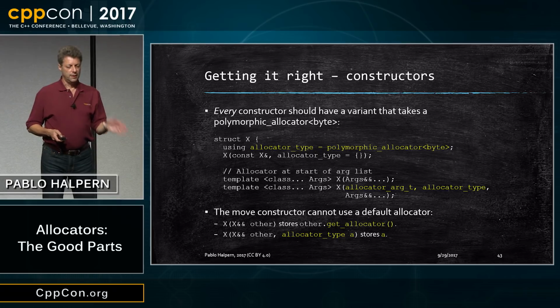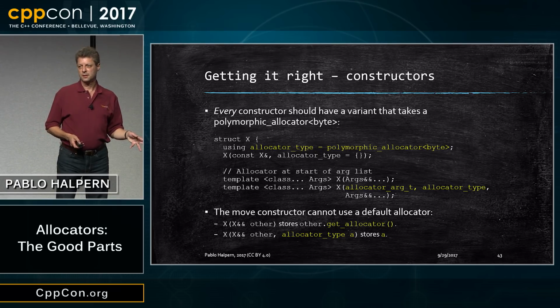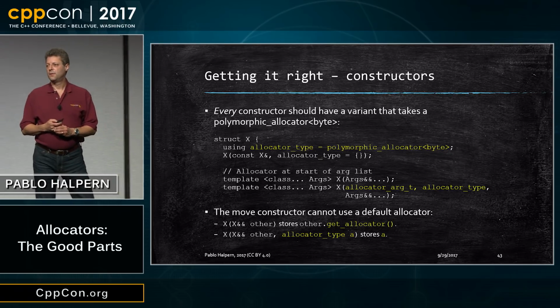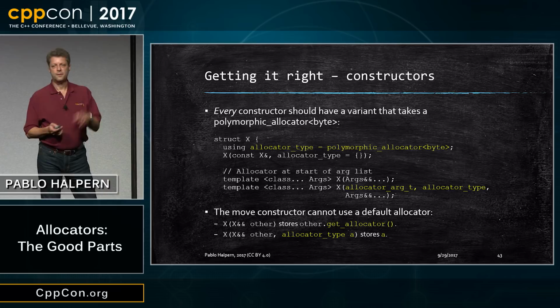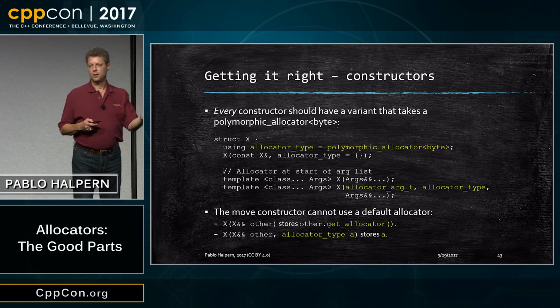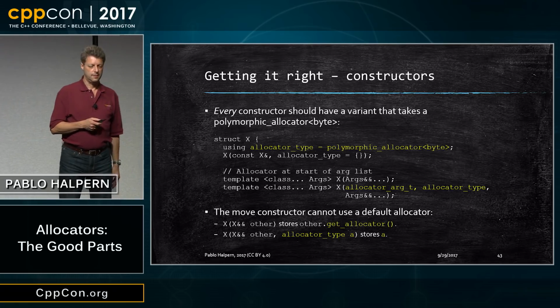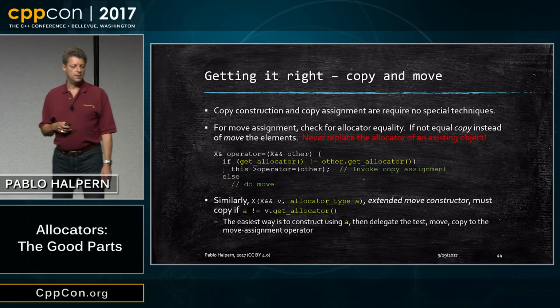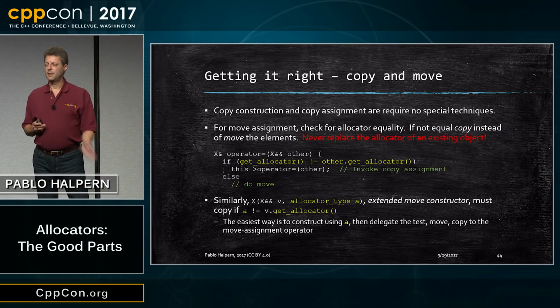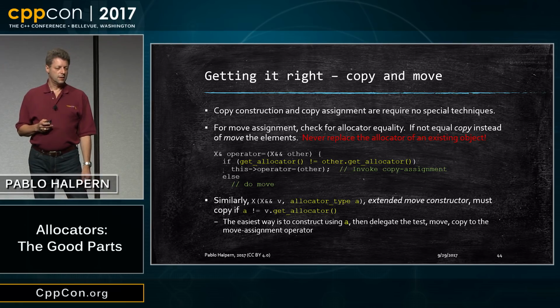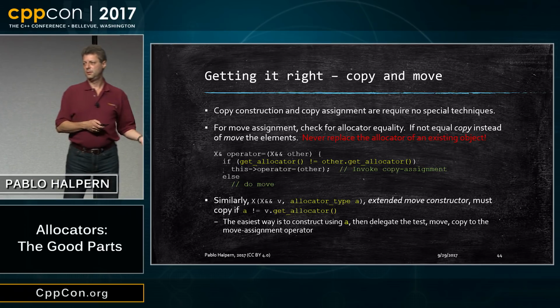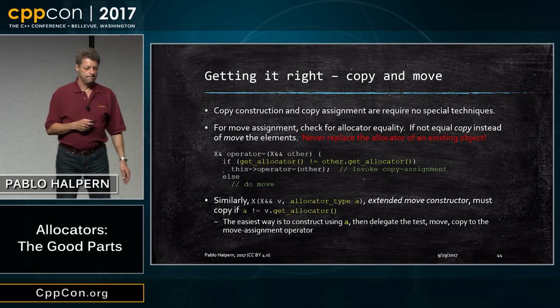Okay, but just make sure that for everything that doesn't take an allocator, there's a version of the constructor that does take an allocator. The move constructor cannot use the default allocator. It always moves the allocator from the other thing. And so therefore, the extended move constructor is a separate overload. No default arguments there. Move and copy. Copy construction and assignment, nothing special there. For move construction and assignment, we want to move when possible, when the allocators are equal. Don't move when they're not. Just copy when they're not.